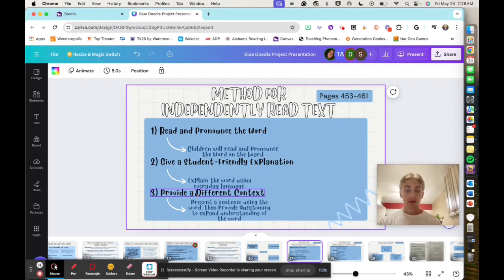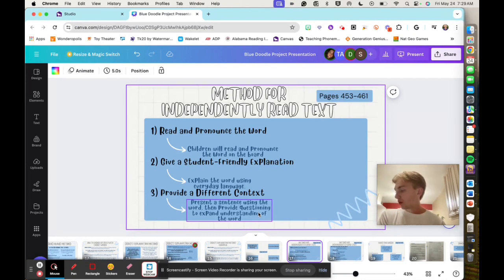And then the last one would be provide a different context. This is through presenting the sentence using the word, then providing questioning to expand it. So that could be like, Mom had to coordinate her work schedule to match Jake's school schedule so that she could get Tom off to travel to Alaska with him. Then ask, what did Mom want to do? What did she have to do to get Tom off?